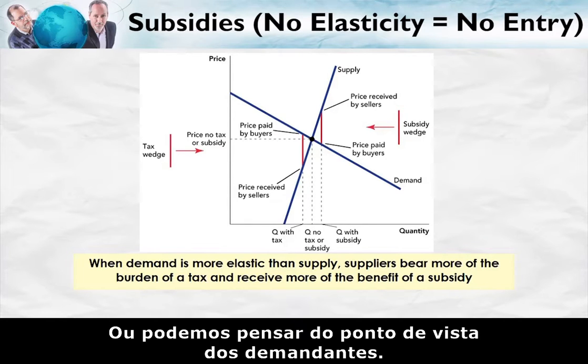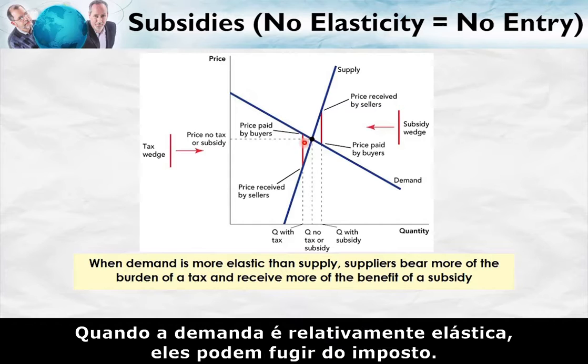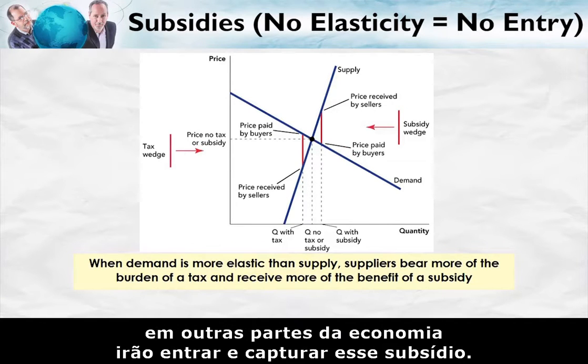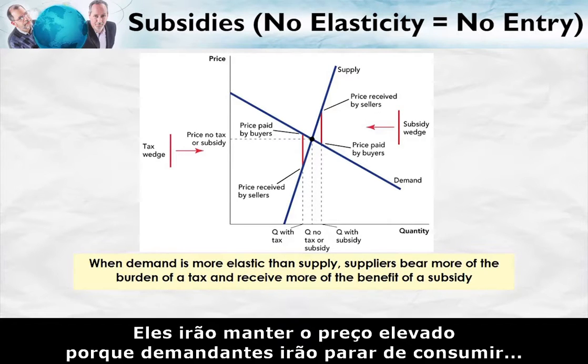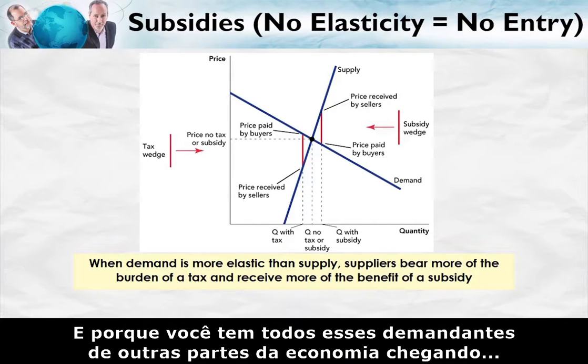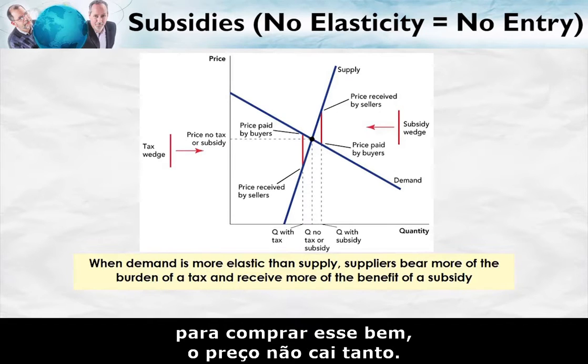Or we can think about this from the point of view of the demanders. When the demand is relatively elastic, they can escape the tax. But similarly, when the demand is elastic, the demanders from other parts of the economy with the substitute goods are going to come in and grab up that subsidy. They're going to keep the price high because demanders are going to stop consuming the substitute good, and they're instead going to move into this market to consume this good. And because you get all of these demanders from elsewhere in the economy coming in to buy this good, the price doesn't fall very much.